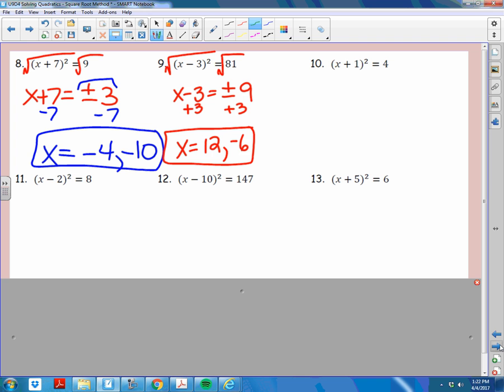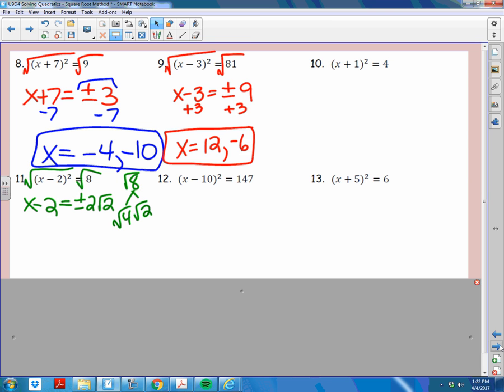Okay. Now, this is one you should probably watch because this one gets a little bit interesting. So, again, we do the square root to both sides. So we end up with x minus 2 equals the square root of 8. Now, the square root of 8 breaks down to the square root of 4 times the square root of 2. So it's positive or negative 2 root 2, plus or minus 2 root 2. Because that's what the square root of 8 is.